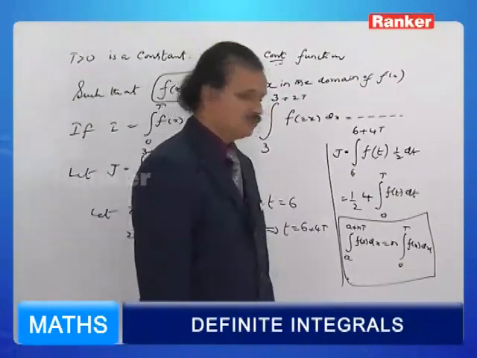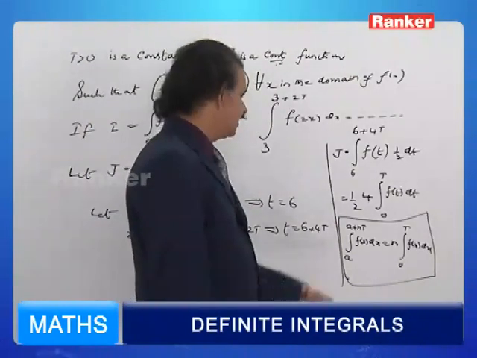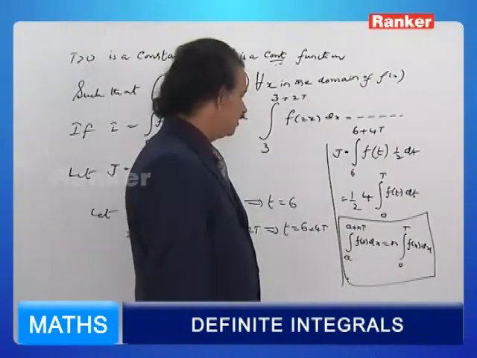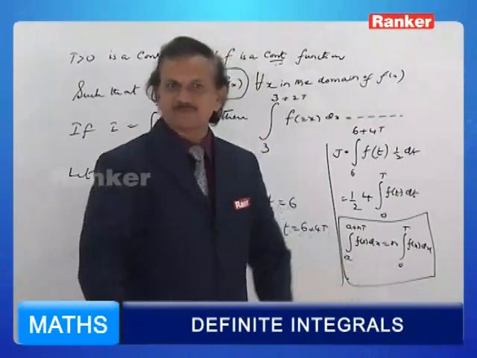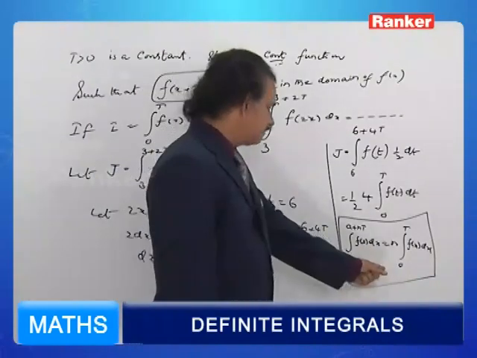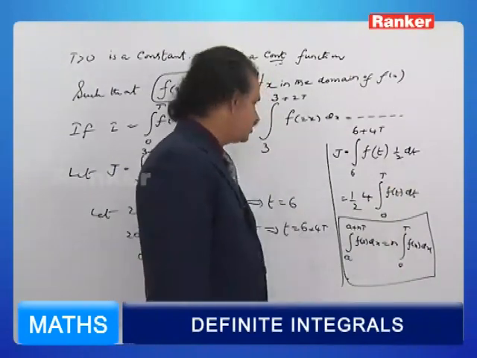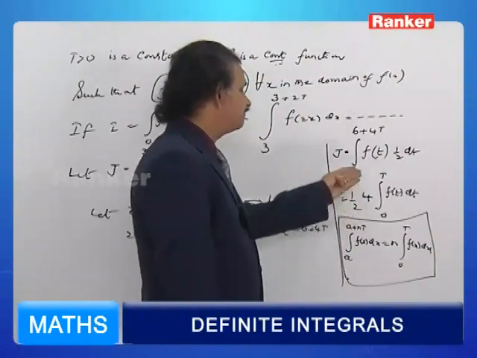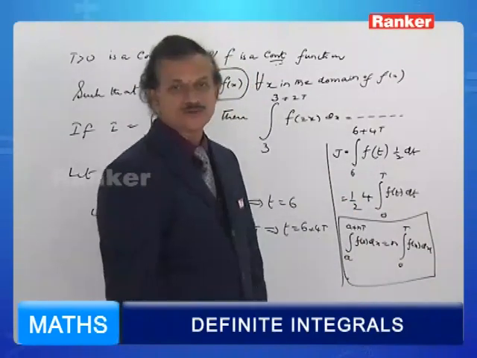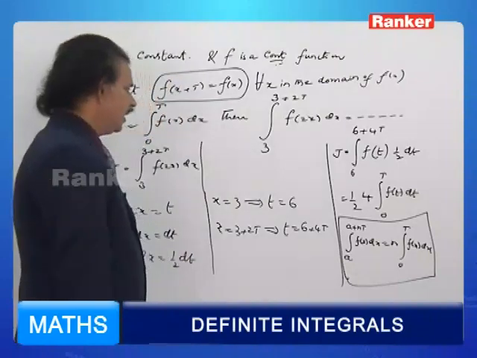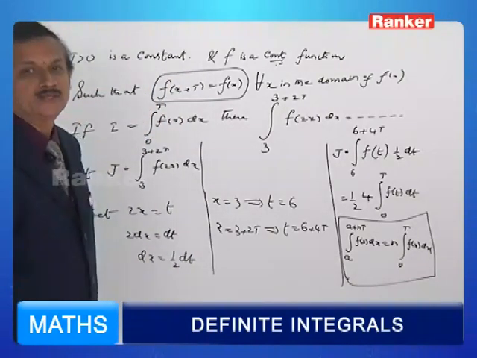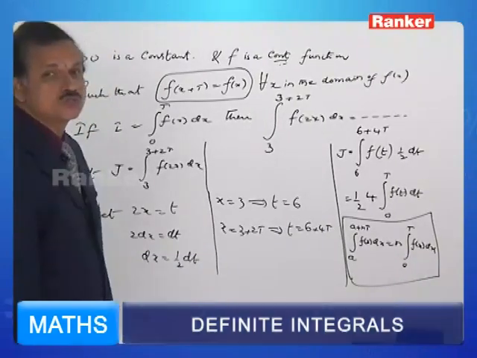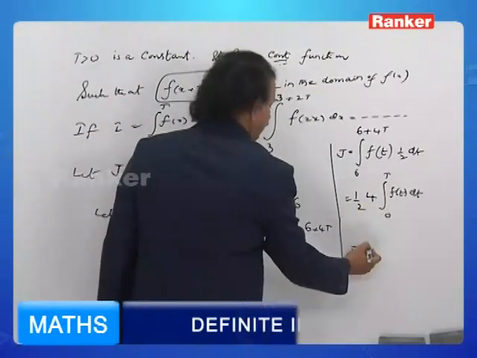Well, come on, what are the figures here? In the place of a we have 6, in the place of n we have 4, in the place of t we have t itself. By making use of this only, we could have got this result, half into 4 into the integral from 0 to t of f of t dt. I think you could have understood. What is the final answer? It is 2i. Half into 4 is 2.